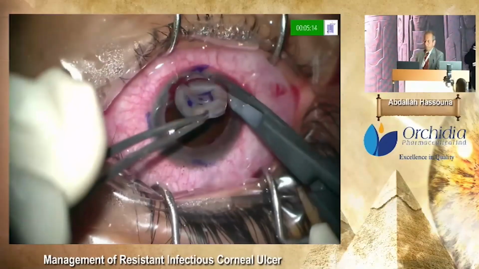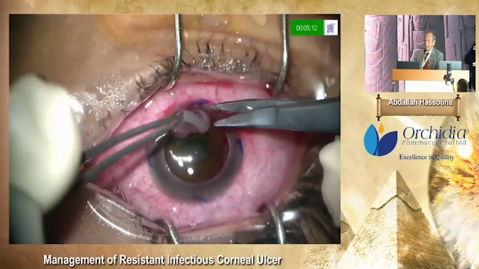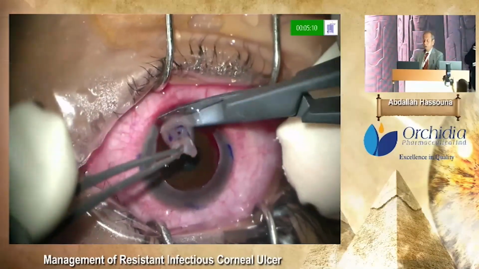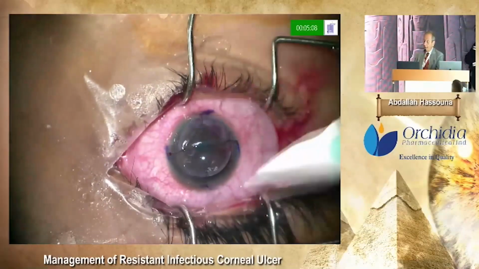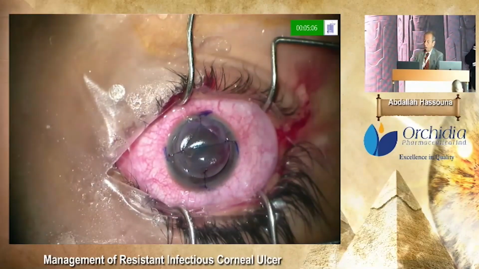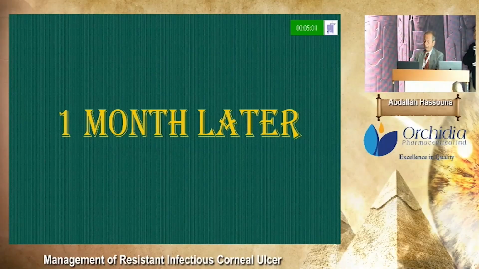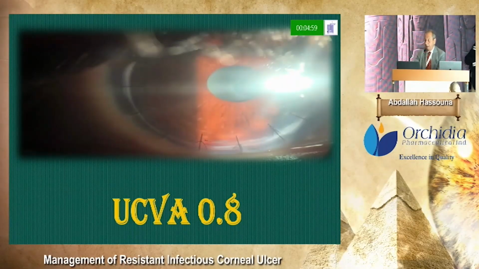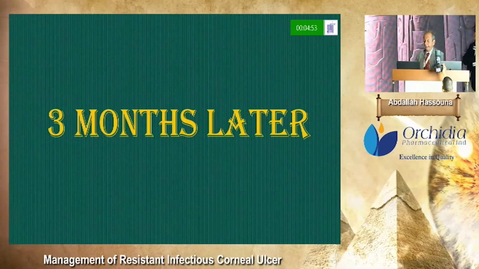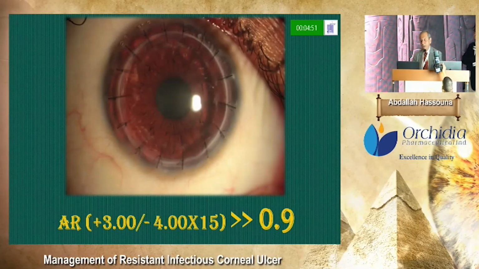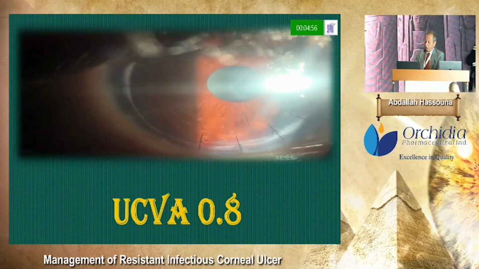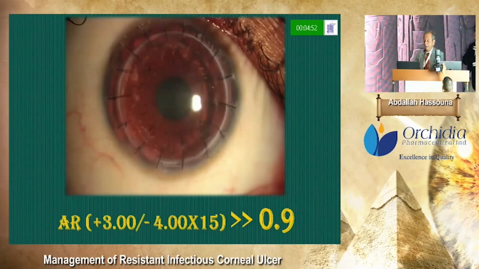And you have a wash with fluconazole, and then you do your stitches as usual. One month later, this was the picture. We have good results, with an uncorrected visual acuity of 0.8. Three months later, this was the picture of this young girl that had an agony for 5 months.